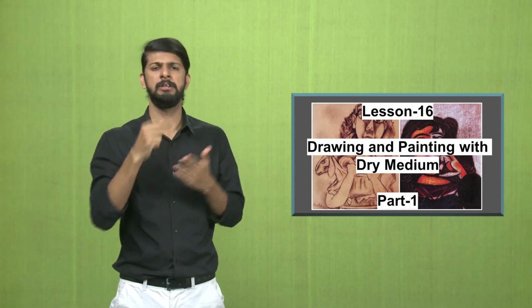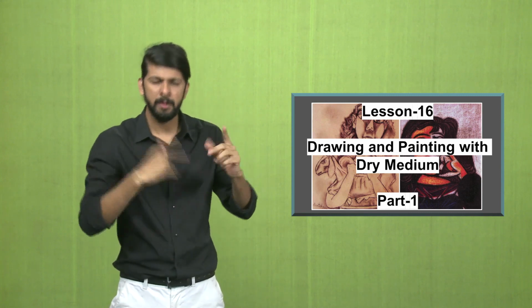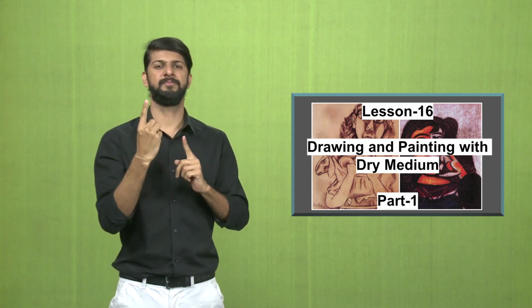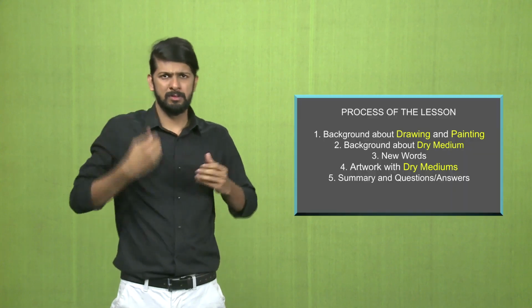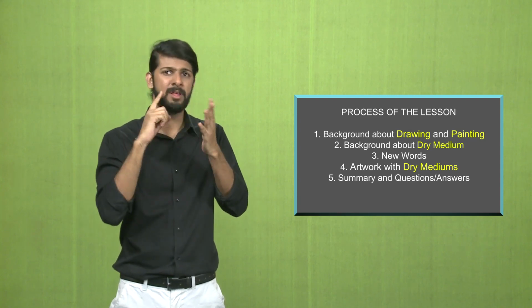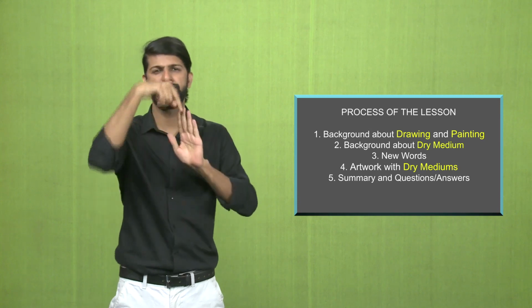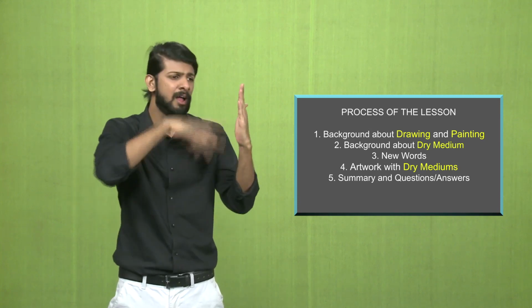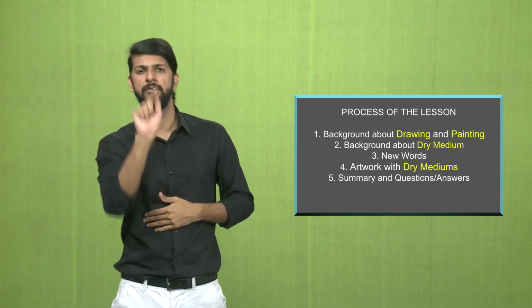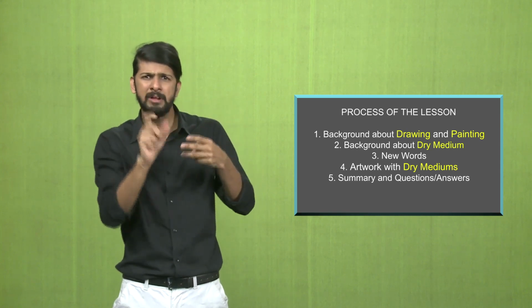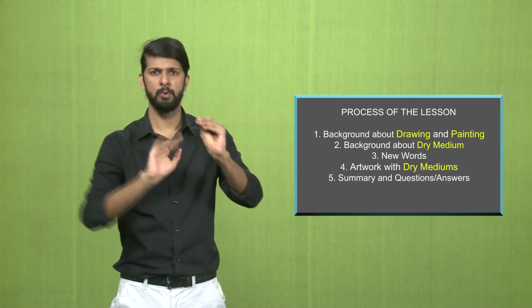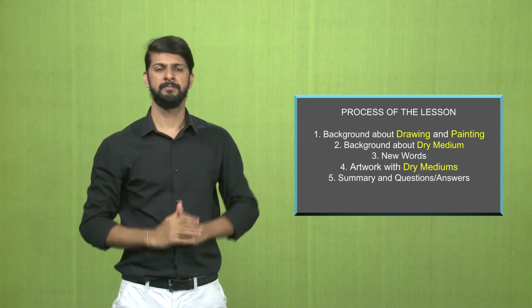This is lesson number 16, Drawing and Painting with Dry Medium, Part 1. We will break down the lesson in the following manner. First, we will understand the background about drawing. Then we have the background about painting with dry medium. After that, there will be new words. Then the artwork with dry mediums. Finally, the summary, and then the questions and answers.